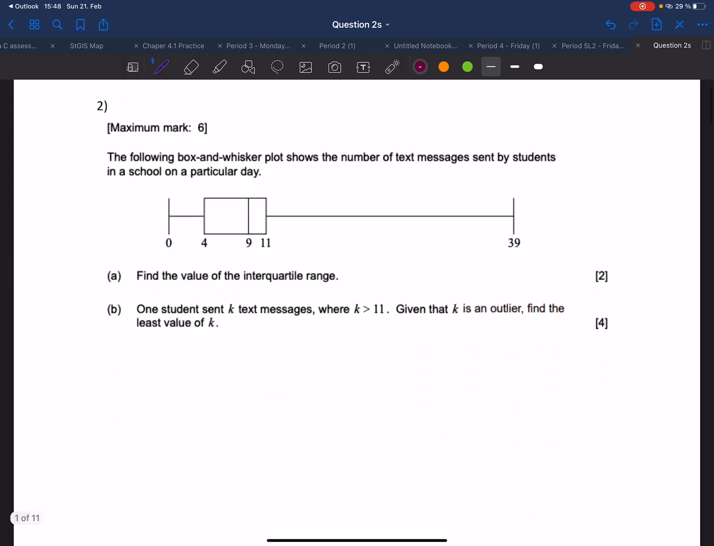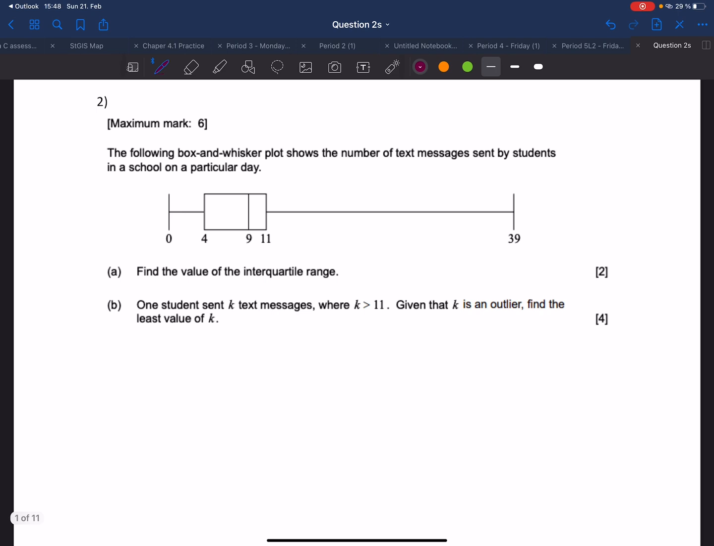The next question has a box and whisker plot. First it asks us to find the interquartile range. Remember, the interquartile range is Q3 minus Q1. On a box plot, this value here is our Q3 and this value here is our Q1. So it's going to be 11 minus 4, which is 7.